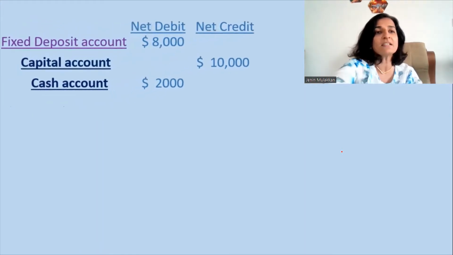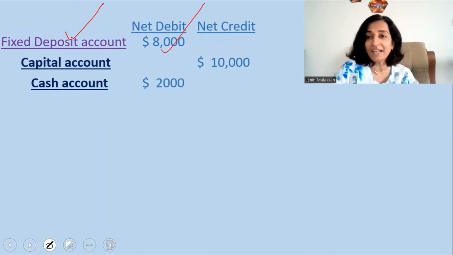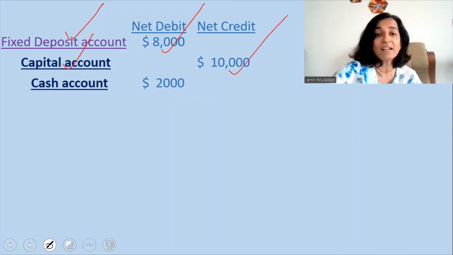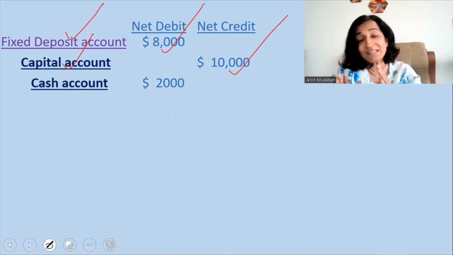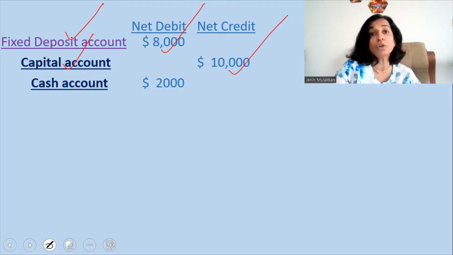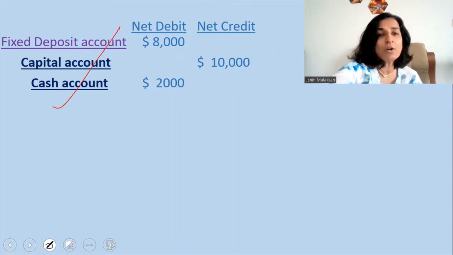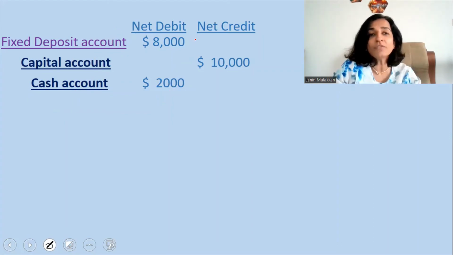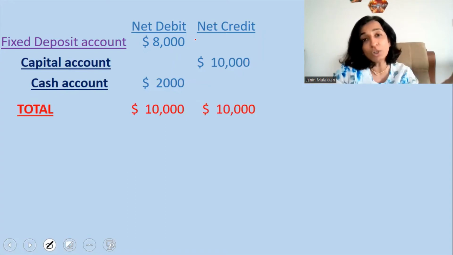The final balances: fixed deposit has a net debit balance of $8,000, indicating that the FD balance with the bank is $8,000. Capital account shows a credit balance of $10,000, which means that the business is liable to pay $10,000 to you because that's the amount that you have invested in the business. And cash account, it's a net debit of $2,000, indicating that is the balance of cash available in the business. And the total of the debit will always be equal to the total of the credit, because for every transaction, there is a debit and a credit aspect.